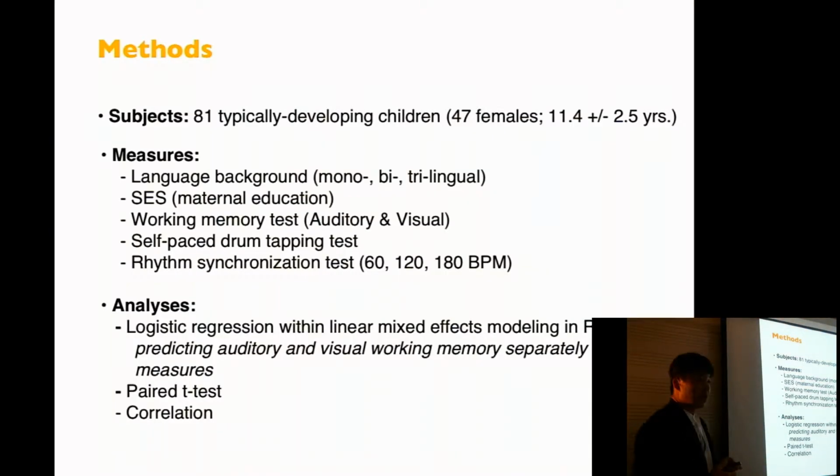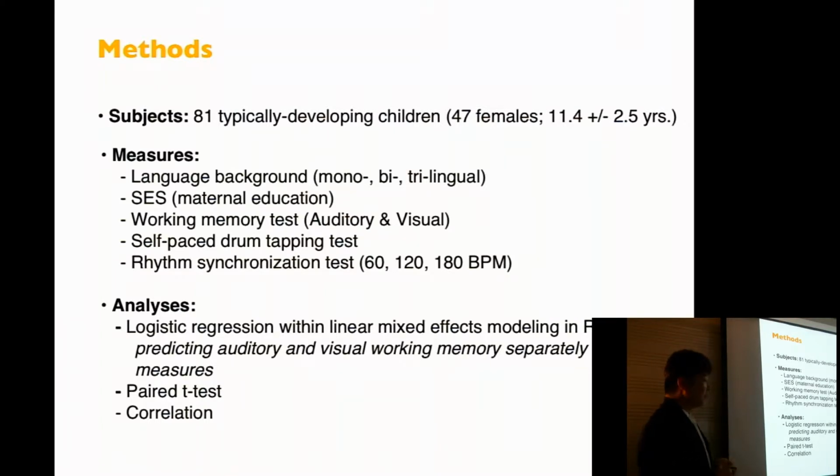In this study, we have a total of 81 typically developing children. We submitted the abstract with 85, but later on we found out that 4 subjects had to be discarded because they didn't meet the criteria. So it's down to 81, but it didn't change our overall result and data at all. There are 47 females, and the overall age range is 11 years old, plus or minus 2.5 years.